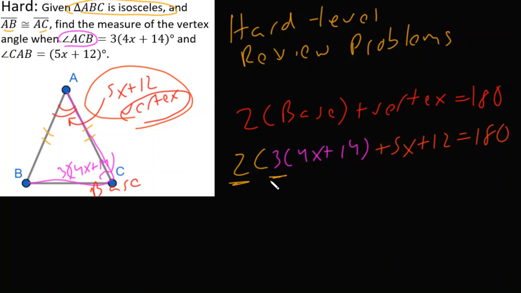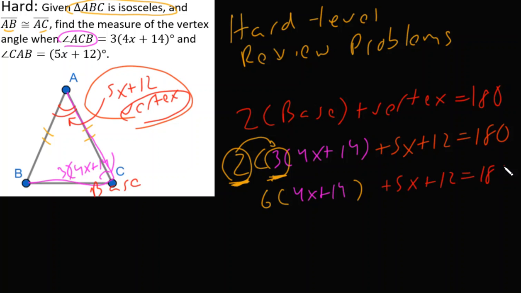Now let me go ahead and do some simplifying for y'all. First things first, when you have a number on the outside of a parentheses being multiplied by another number on the outside of parentheses, you simply only multiply those two numbers. 2 times 3 is, of course, 6. So we have now 6 times (4x + 14) plus 5x + 12 is equal to 180.